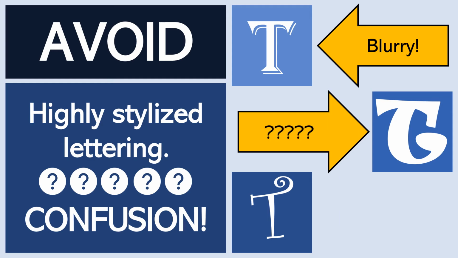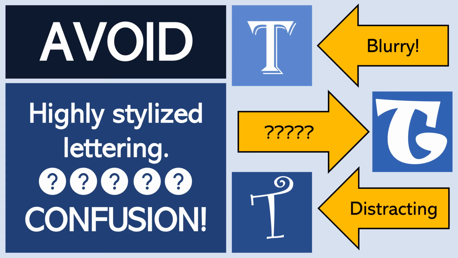Also, some of the highly stylized letters are just curiously shaped. For example, this letter T looks like an inverted J or even the letter G. The reader won't be sure what letter you're using and therefore won't be able to read your message. And finally, we have simply highly stylized ones that are distracting and call attention to themselves. We want our audience members to focus on our message, not on our font style.